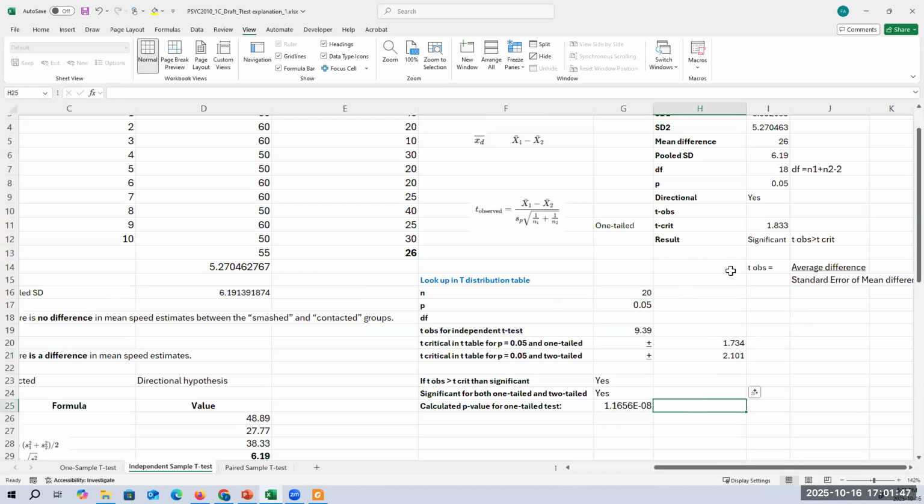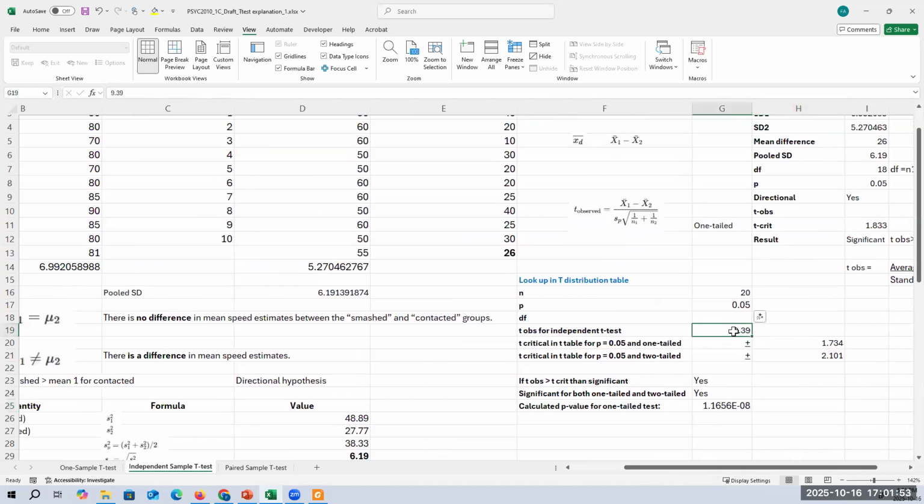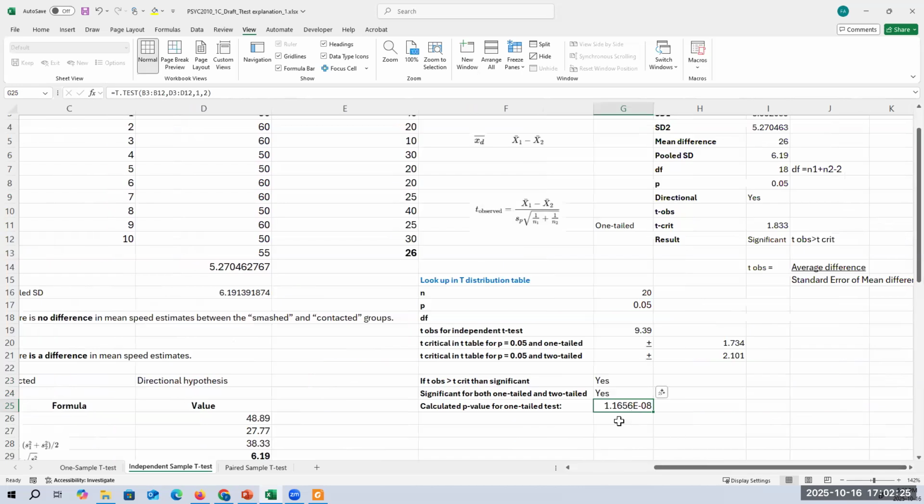And our calculated T observed is 9.39. So this was the calculated. So if you use this equation, you would get the T observed. And it is greater than the T critical, so that's significant, and that's significant for both one-tailed and two-tailed test. And we can reject the null hypothesis in either case, as there is a difference in mean speed estimates between the two groups. And we can also say, in terms of the directional hypotheses, that there's a higher speed estimate for the smashed compared to the contacted group.